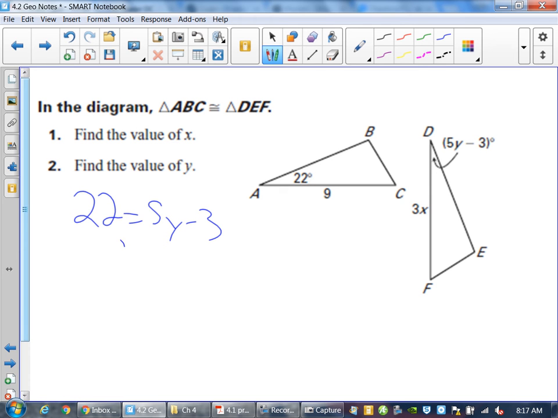Very good. And then side AC, first and last, matches to DF. So 9 is 3x, x is 3.